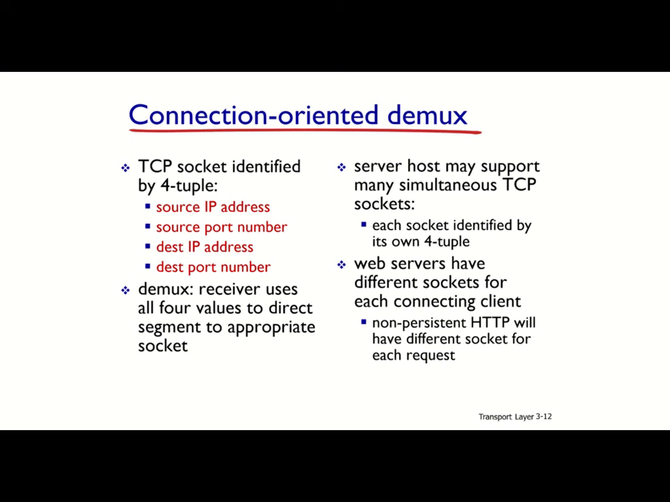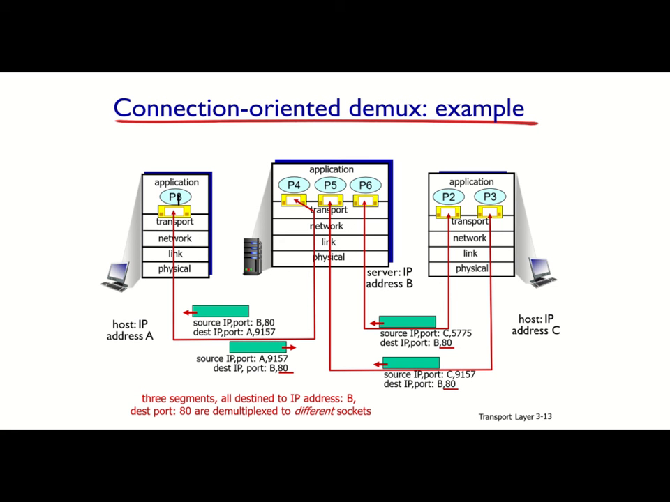We may have many different TCP sockets that are running simultaneously, and obviously each socket is identified by its own 4 tuple. For each socket we have a distinct 4 tuple of source IP, source port number, destination IP, and destination port number. So let's take a look at an example of connection-oriented demultiplexing.